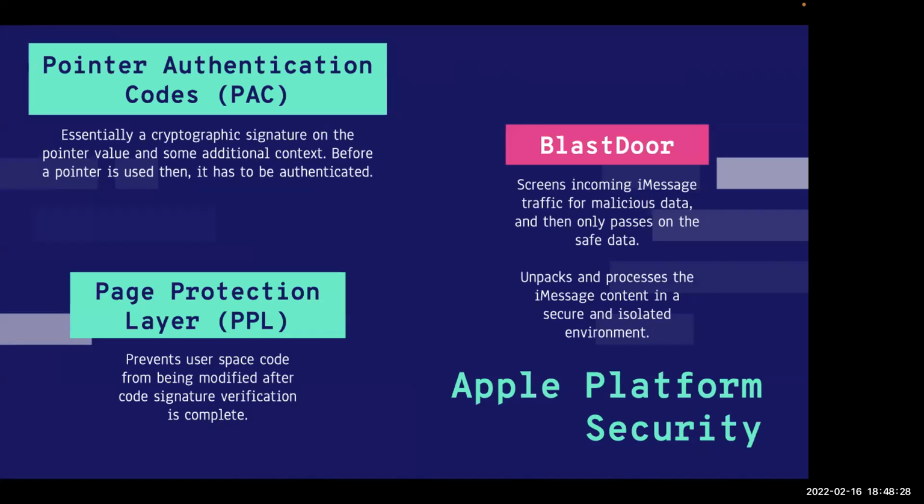And just before we go into the secondary one, Apple platform security is actually pretty unique, and they do a lot to try to protect their users against these kinds of attacks. They use pointer authentication codes, which are essentially a cryptographic signature on the pointer value and some additional context along with it. And before a pointer is used, it has to be authenticated. Blastdoor is pretty cool because it screens incoming iMessage traffic for malicious data and then only passes on that safe data. It unpacks and processes the iMessage content in a secure and isolated environment. So it's kind of just doing that sandboxing before you actually get it. Then there's the page protection layer, which prevents the user space code from being modified after code signature verification is complete.